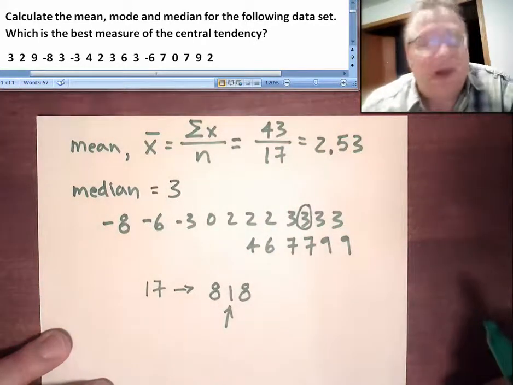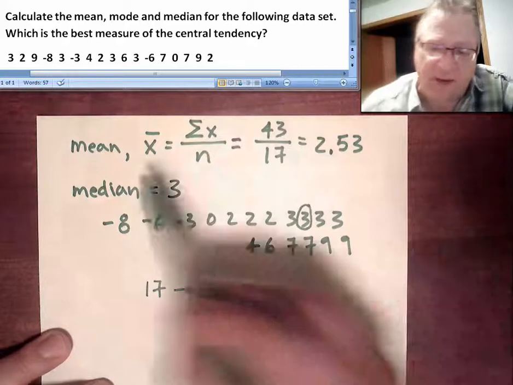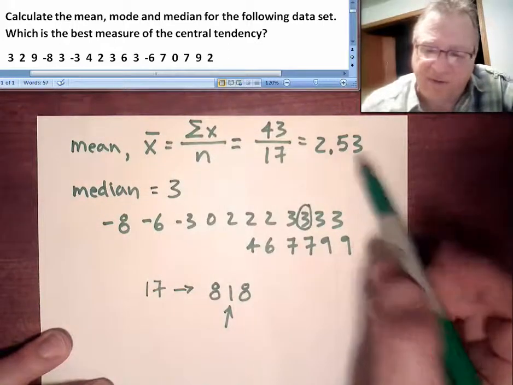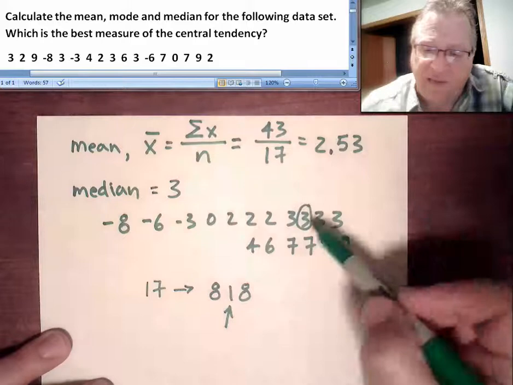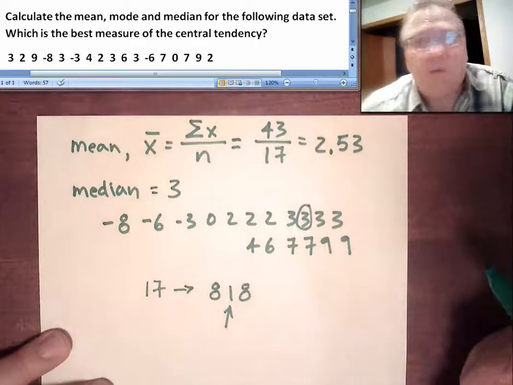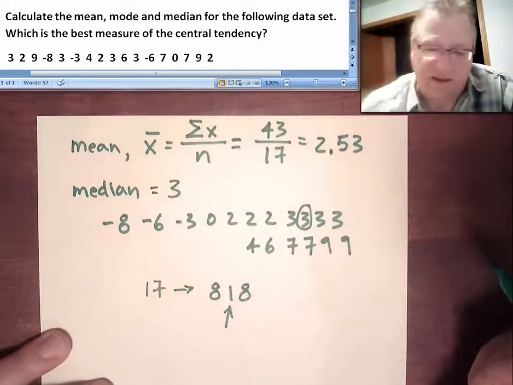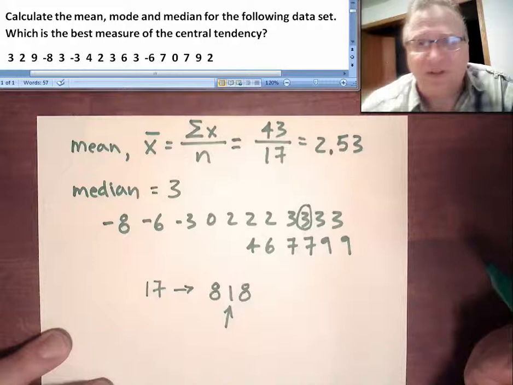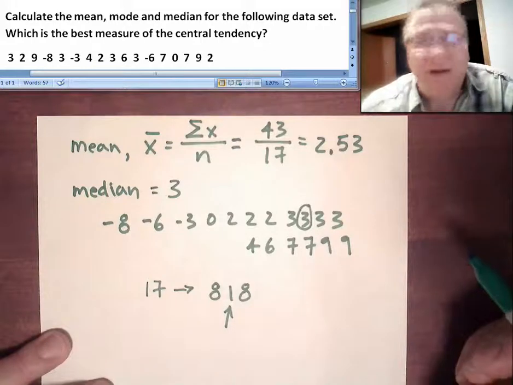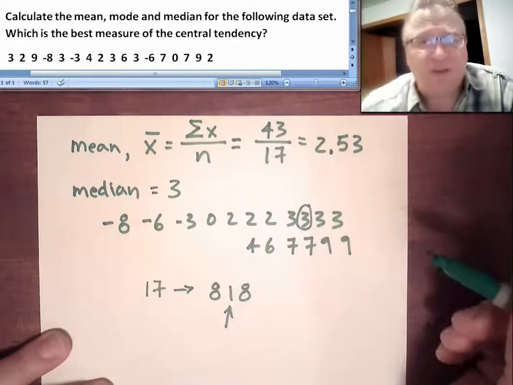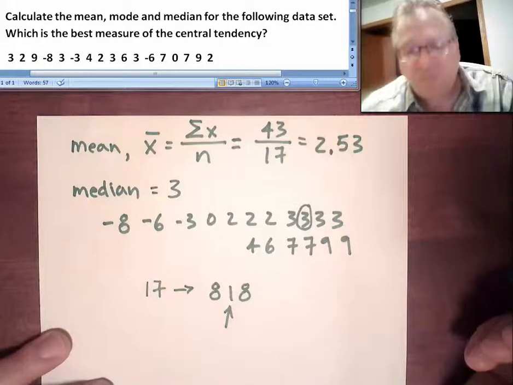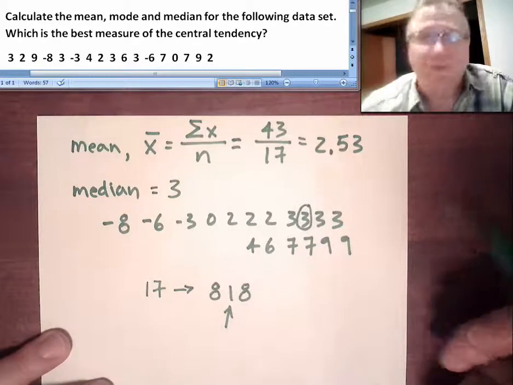Very good. How do they compare for this data set? Well, we had a mean of 2.53, which falls somewhere in here. And the median was 3. They're actually quite close together for this data set. So I would say for this data set that both the mean and the median are fine measures of central tendency.